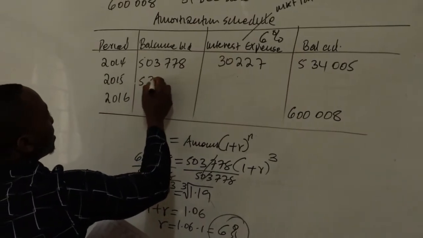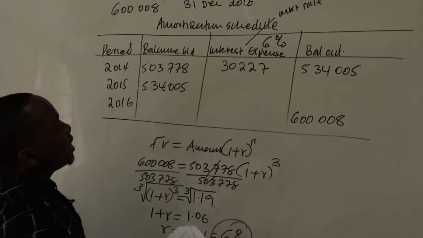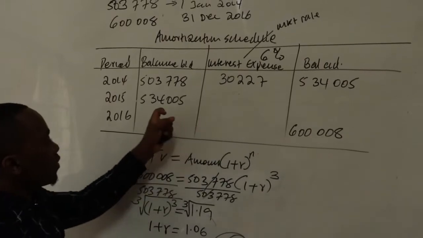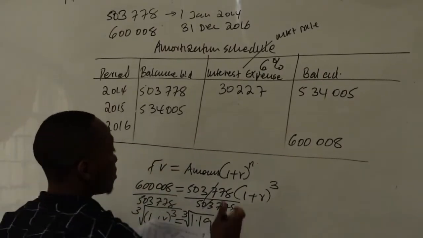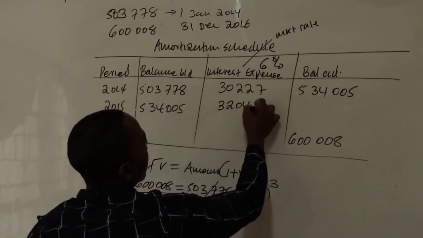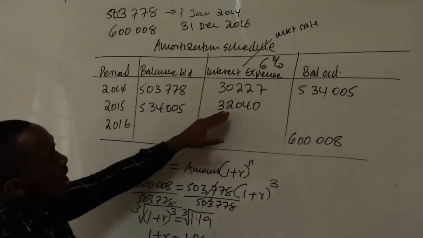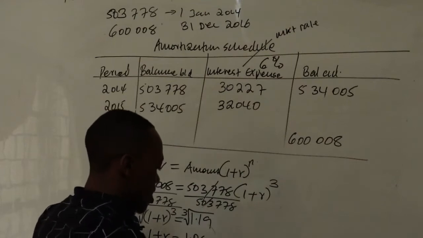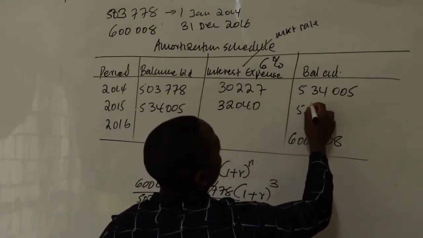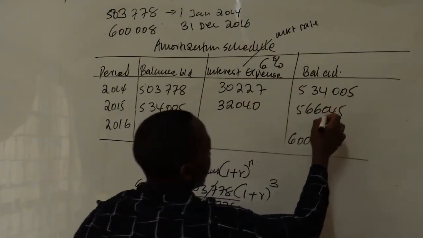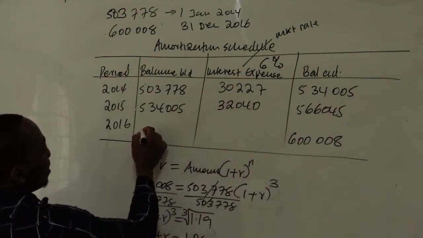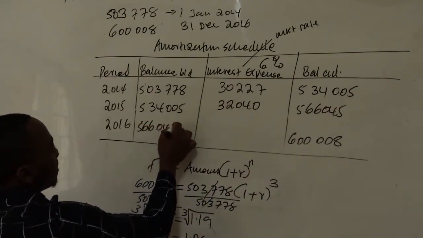So you have 534,005. To get the interest, you just take 6% of the balance brought down. You have an amount of 32,040. To get the balance carried down, you take 534,005 and add the interest of 32,040. You have an amount of 566,045. So the closing balance becomes the opening balance, 566,045.